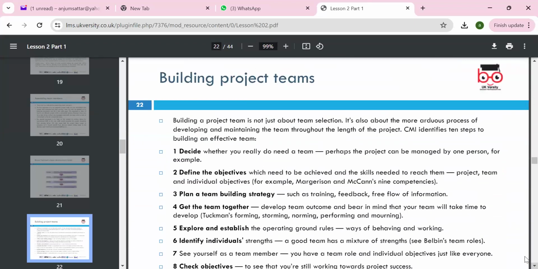In building the project team, make sure the project team is right, according to the CMI. Decide whether you really need a team.